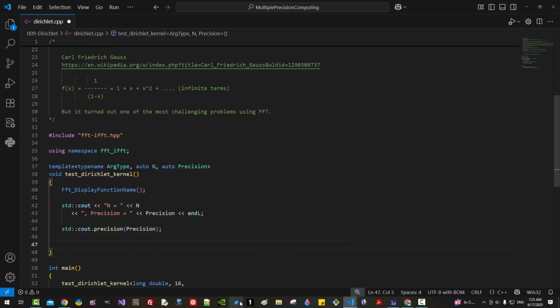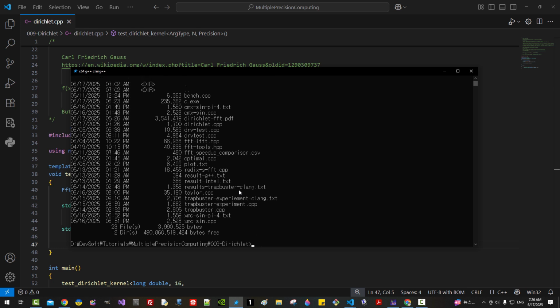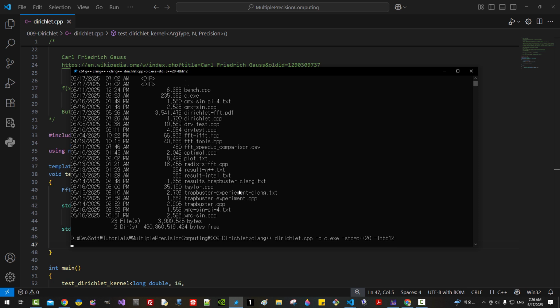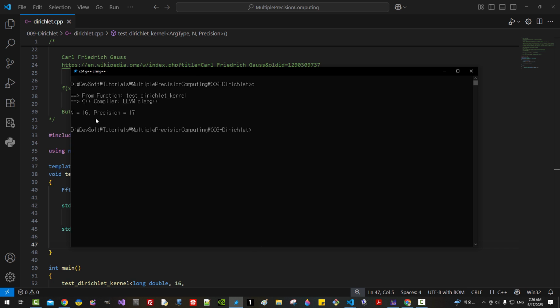I will open up command prompt, cd 009 Dirichlet. Here clang++ Dirichlet.cpp or c.exe std C++20 ltbb 12. Hit enter. cls. It should build and run successfully.